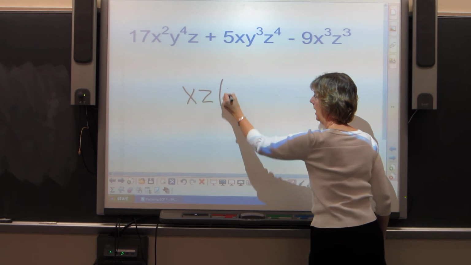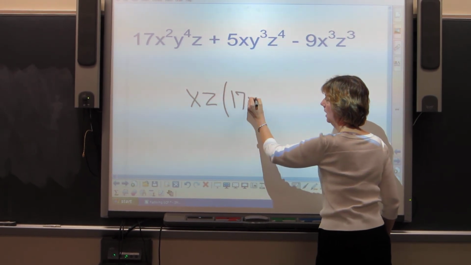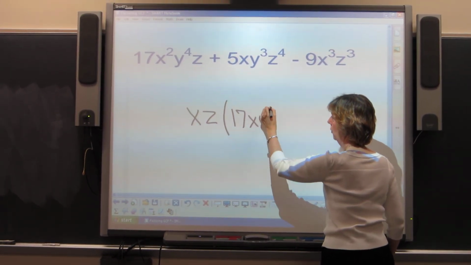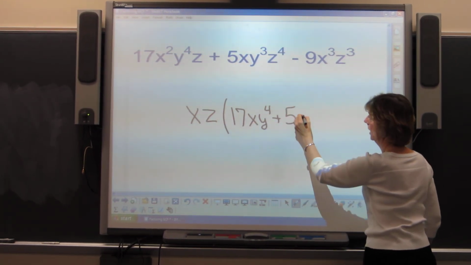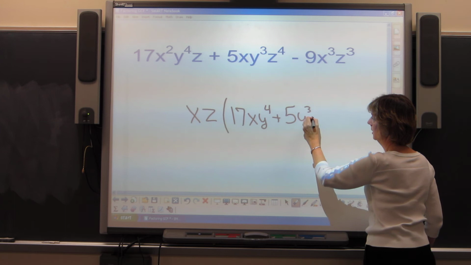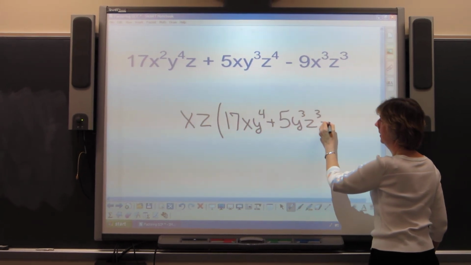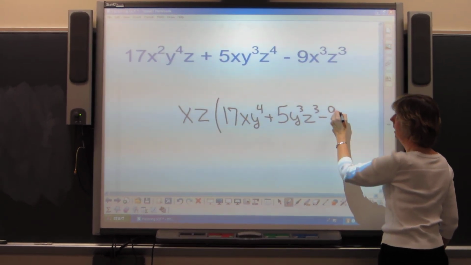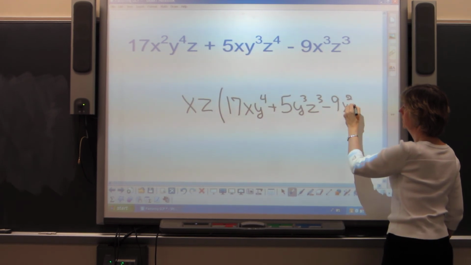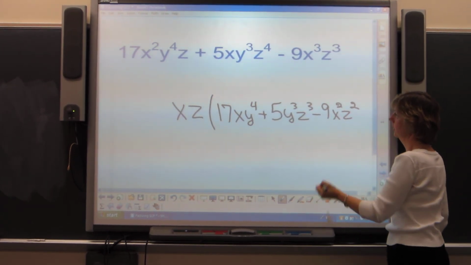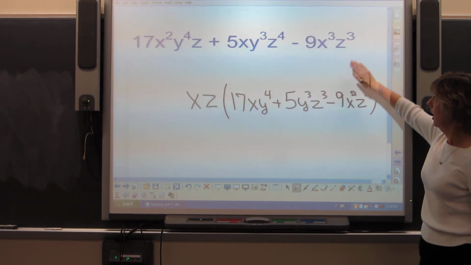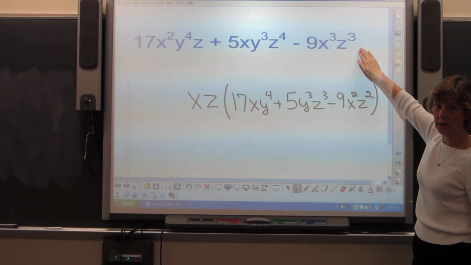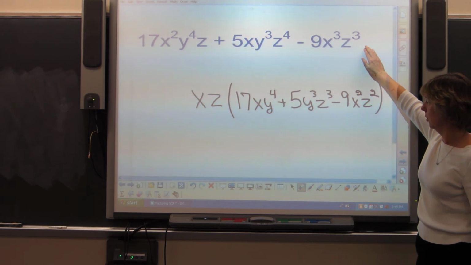I'm going to multiply that by 17x y to the fourth plus 5, I've got my x, y to the third, z to the third, minus 9x squared z squared. When I multiply that all together, I'm going to get back the trinomial that I started with. And that's our goal.